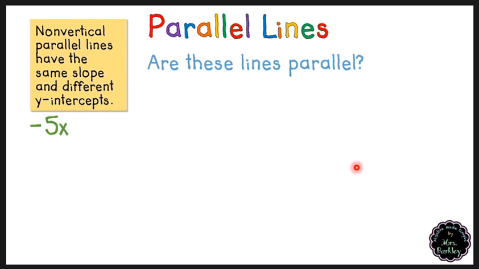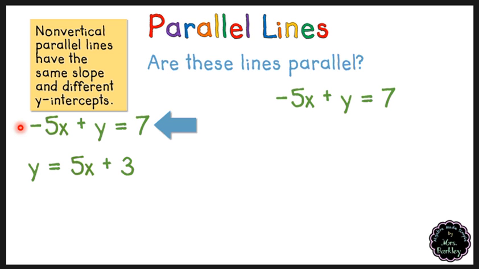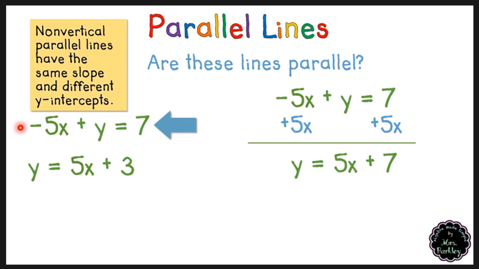So let's look at this set of lines. So we have the equation negative 5x plus y equals 7, and the equation y equals 5x plus 3. So we can see that the second equation is in slope-intercept form, but the first equation is not in slope-intercept form. So our first step then will be to convert this equation that's in standard form into slope-intercept form. So our goal is to isolate y. So we would move the negative 5x, so we're going to add 5x to both sides to do the inverse operation. So we have the equation y equals 5x plus 7.